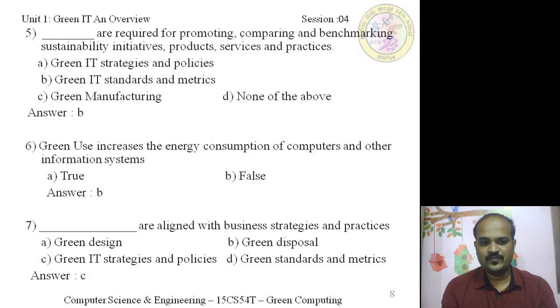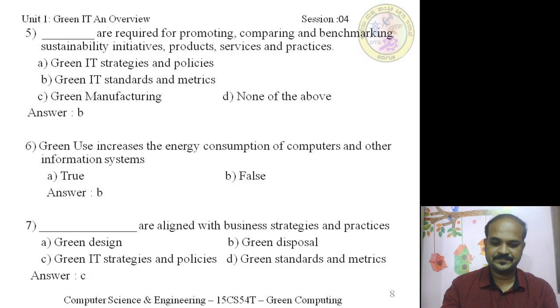Next, seventh question. Dash are aligned with business strategies and practices. The answers given are green design, green disposal, green IT strategies and policies, and green standards and metrics. Green IT strategies and policies are the ones which need to be aligned with the business strategies and practices, and that is mentioned in option C. So the correct answer is C.